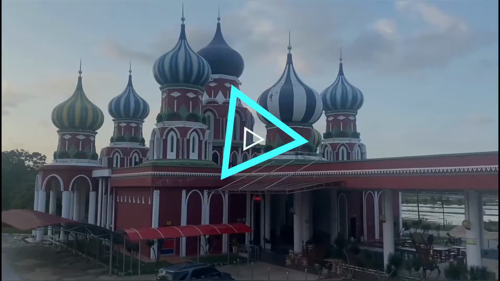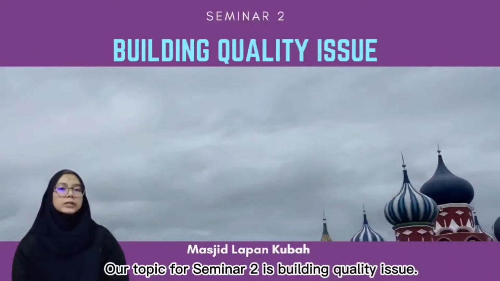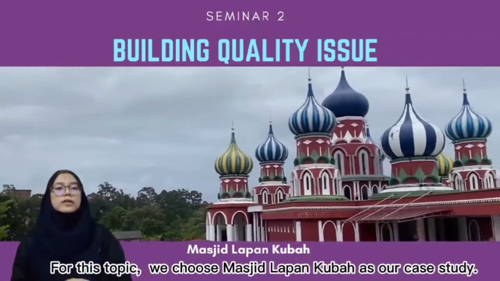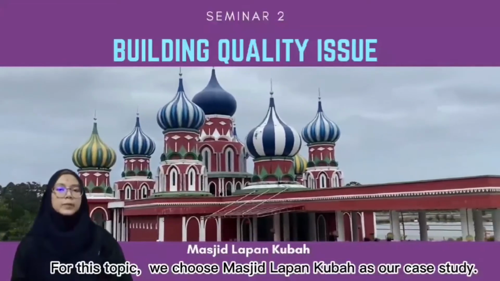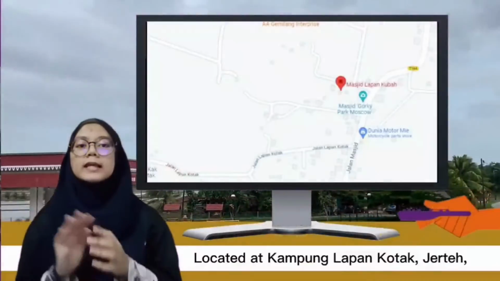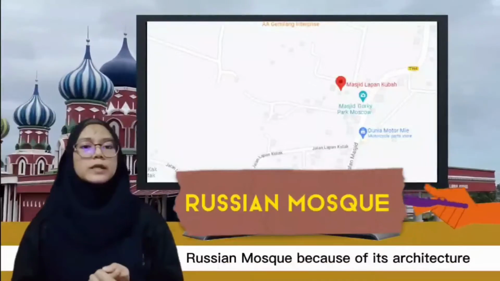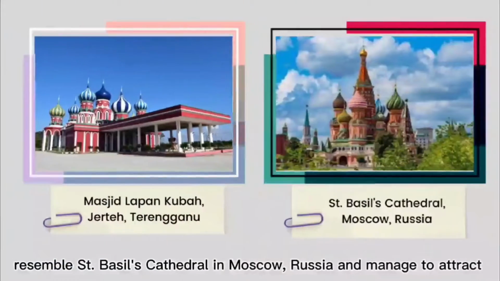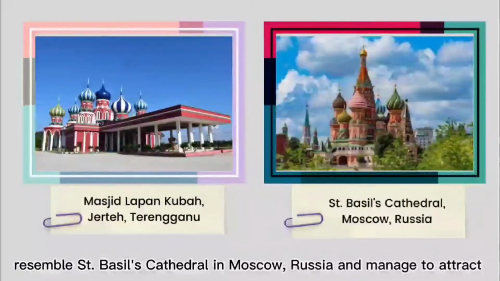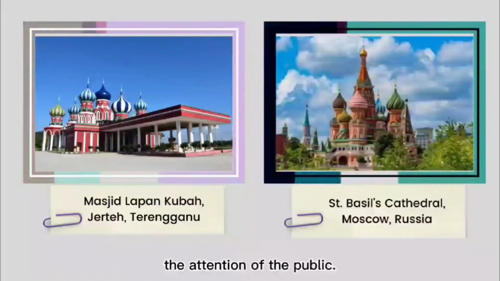Yo, what's up, girl? Our topic for seminar 2 is building quality issue. For this topic, we choose Masjid 8 Kubah as our case study. Located at Kampung 8 Kotak Jelita, Terengganu, it got the nickname the Russian Mosque because its architecture resembles St. Basil's Cathedral in Moscow, Russia, and managed to attract the attention of the public.